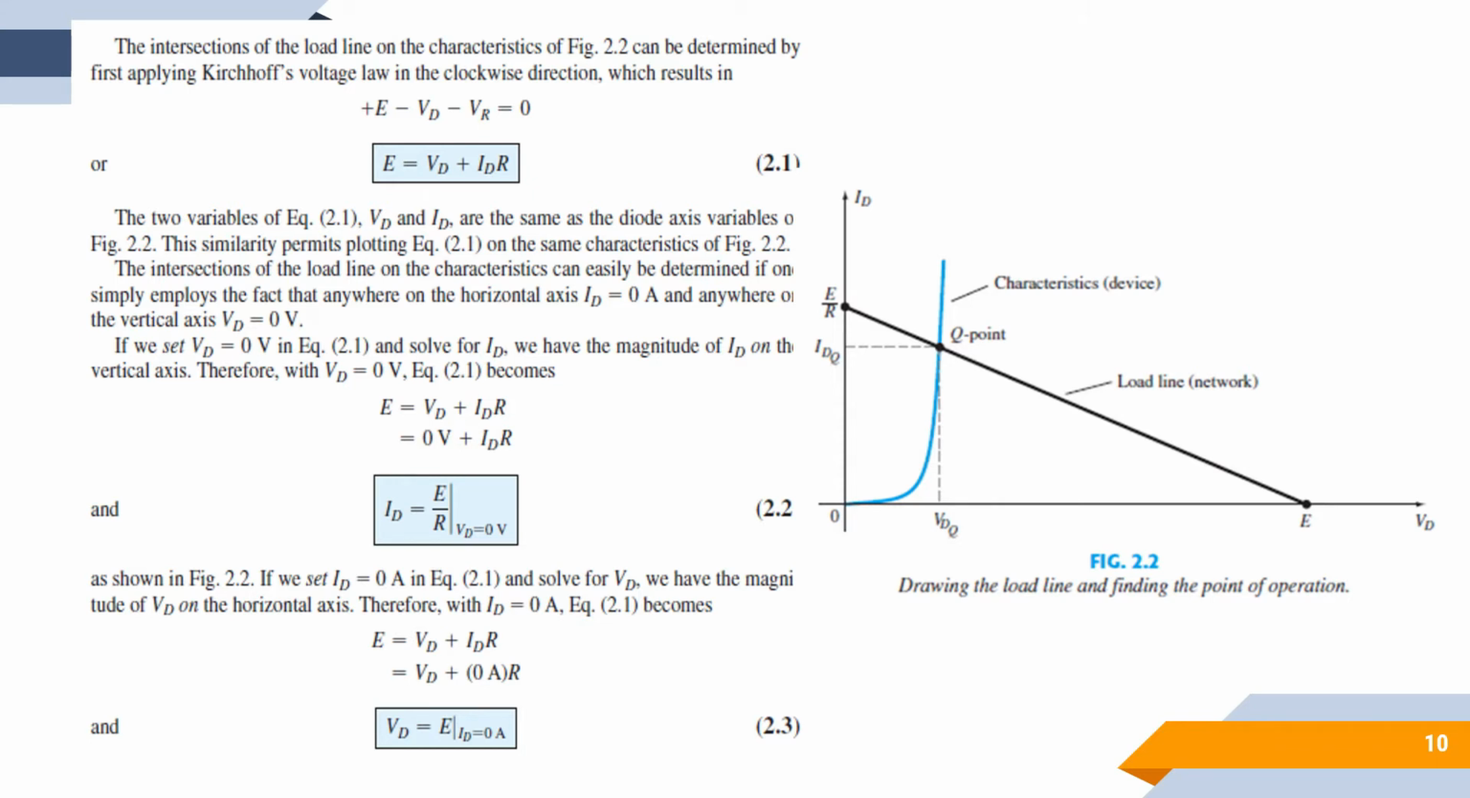So, we know that voltage E is equal to VD plus IDR. Meanwhile, ID is equal to E over R, and then VD is equal to E when ID is equal to 0 ampere. So magagamit natin lahat ng formulas ito sa susunod na slides.